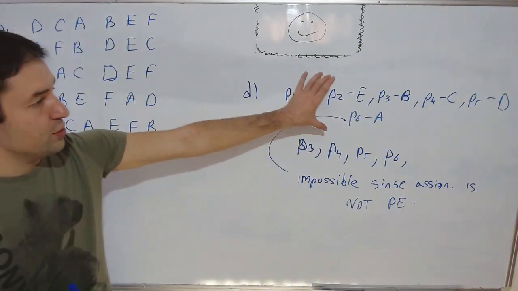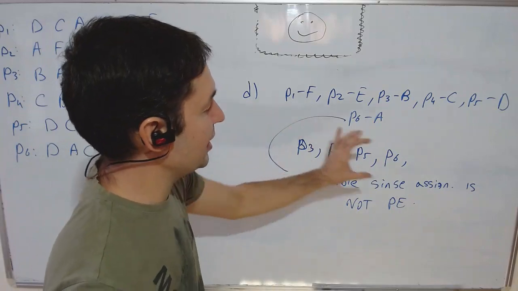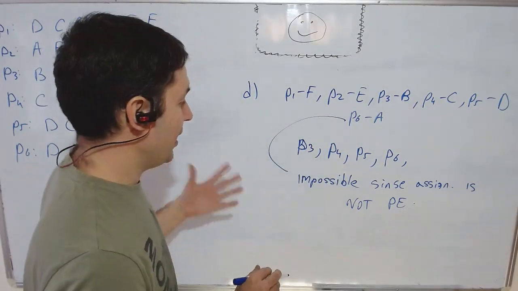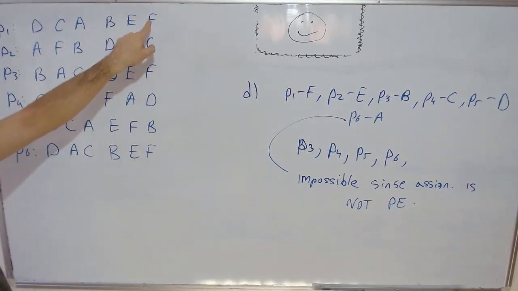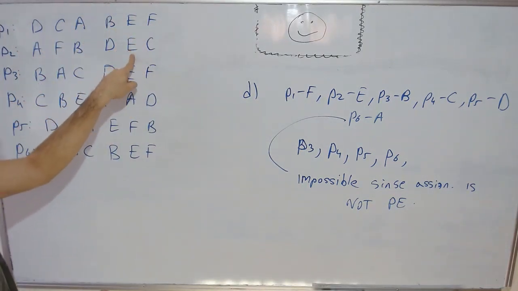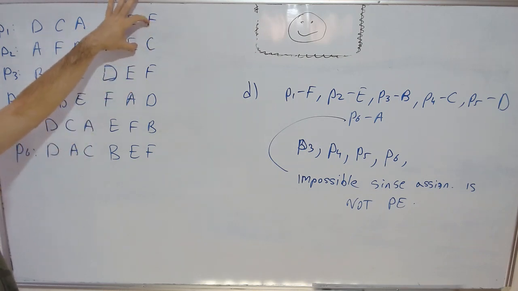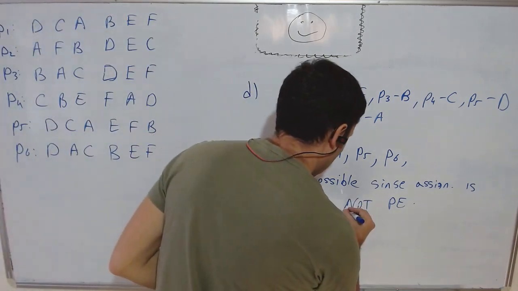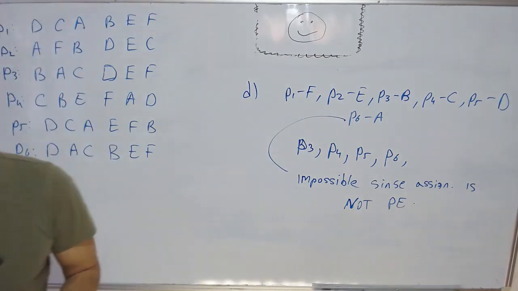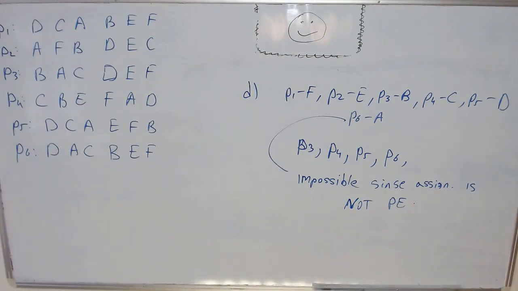So what we just showed is that this assignment is not Pareto efficient because we cannot pick an order that will give it. And I also argued that directly, that putting this person in house F and this person in house E is not a great idea, because everyone can gain by simply switching their houses and improving their welfare. Okay, so that's part D. Now let's go towards parts E and F.